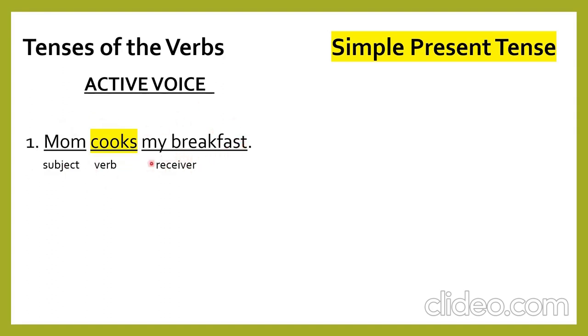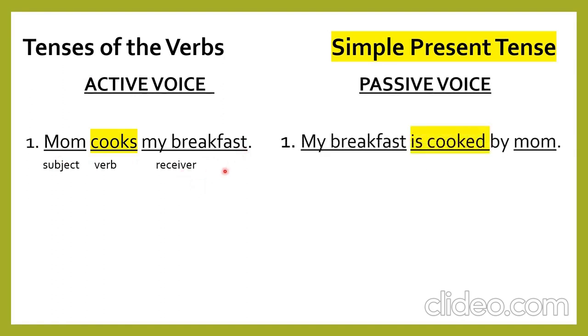It's in active voice because mom is the one doing the action, cooks, and breakfast is the one being cooked. So it's the receiver. Now, how do we make it in passive voice? Look at the example.